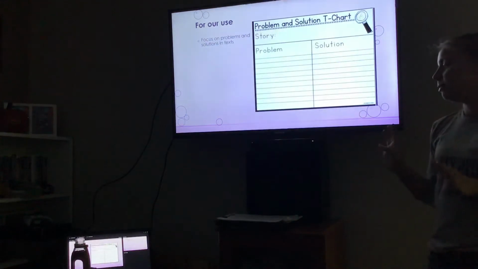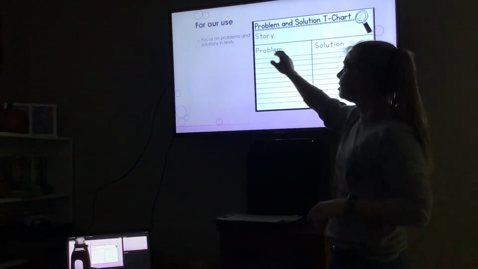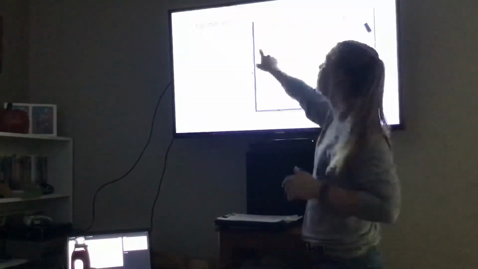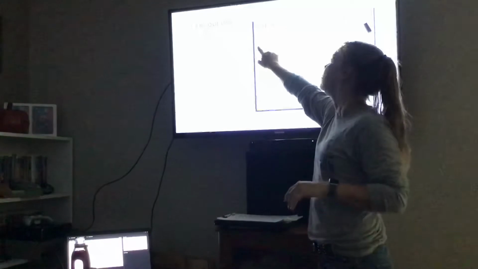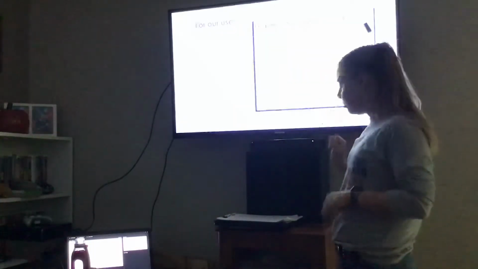T-charts are pretty easy to make. If we're using a lined piece of paper, on the top part of your paper, you just make the top of the T, and then down the middle, you would make a line.